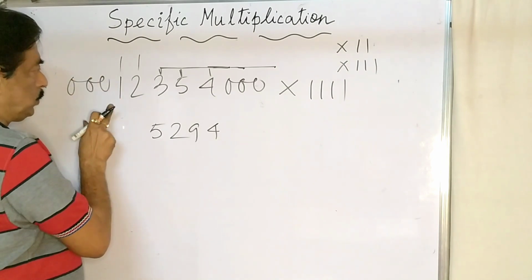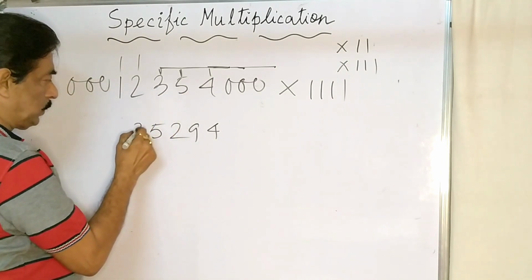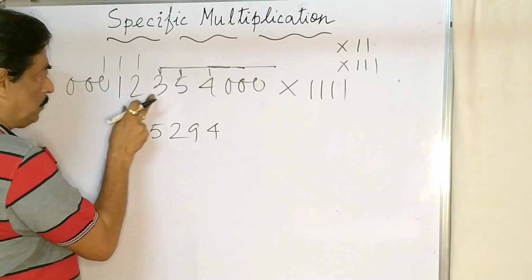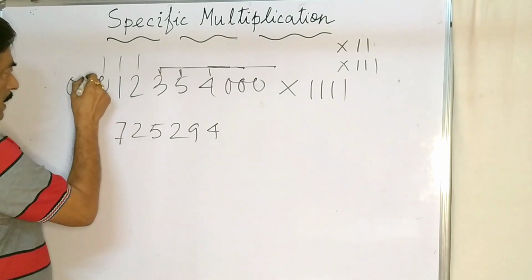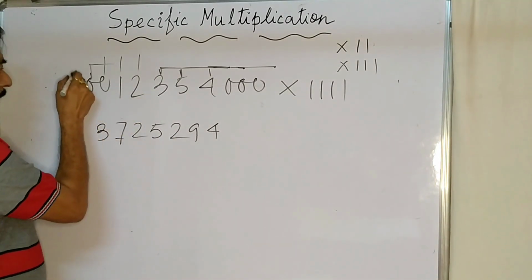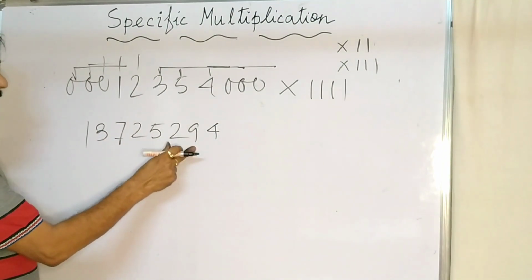1 plus 1, 2. 2 plus 2, 4. 4 plus 3, 7. 7 plus 5, 12, so 2, carry 1. 1 plus 1, 2. 2 plus 2, 4. 4 plus 3, 7, no carry. 0 plus 0 plus 1 plus 2 is a 3. 0 plus 0 plus 0 plus 1 is a 1. So 1, 3, 7, 2, 5, 2, 9, 4.